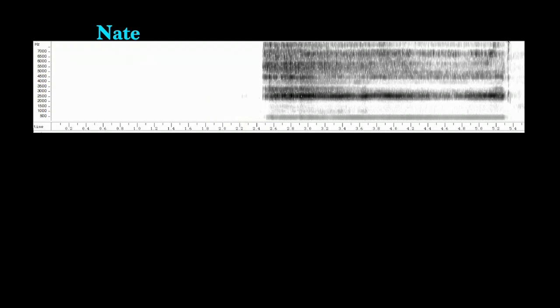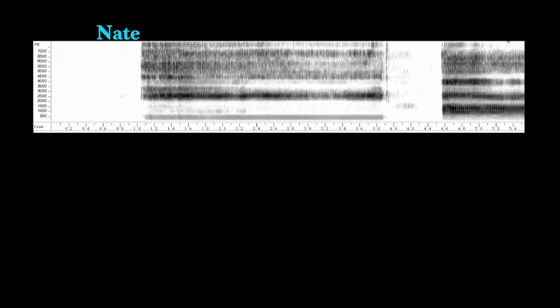Now, let's see what happens when Nate says something different, like ah. When Nate said ah, the two lowest formants were closer together. When Nate said E, the two lowest formants were farther apart. That's how you can tell the difference between vowels.